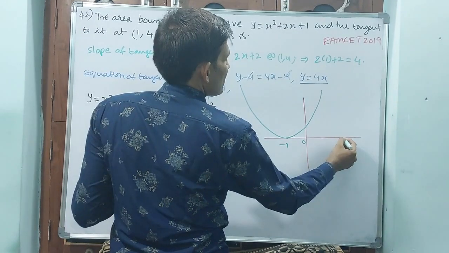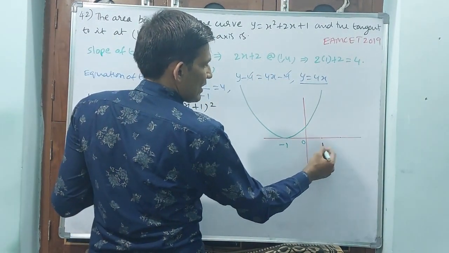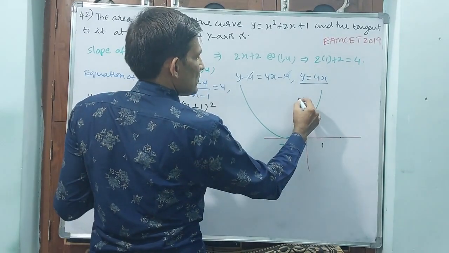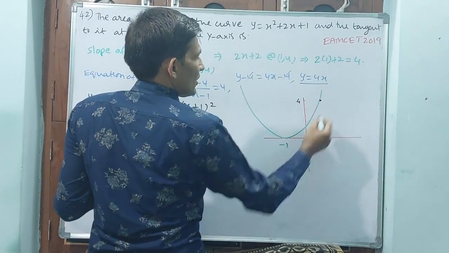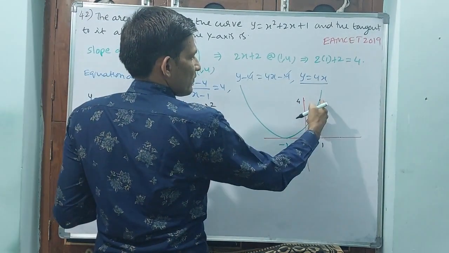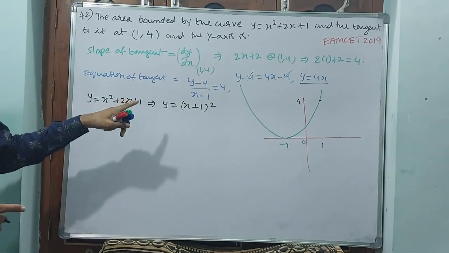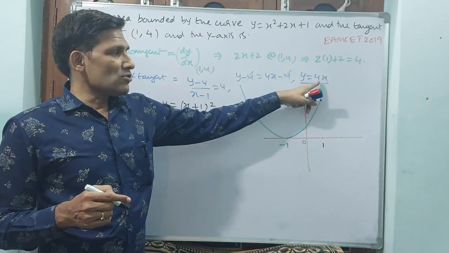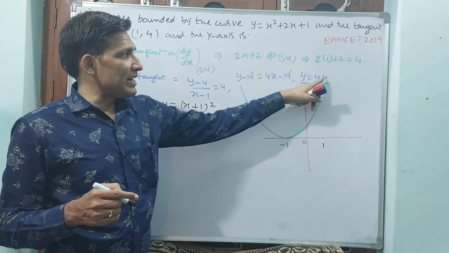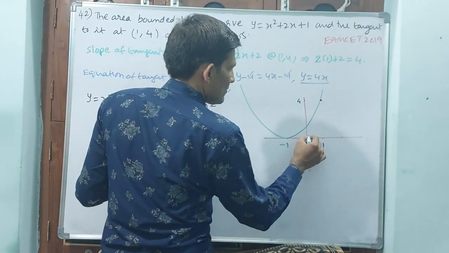this may be 1 and this may be 4. Sorry, y is at 4. See, x is at 1, y is at 4. Here it is touching. Okay? x is at 1, y is at 4. That is one thing. Another thing, this tangent y is equal to 4x means when x is 0, y is also 0. That means it is going to start from 0.